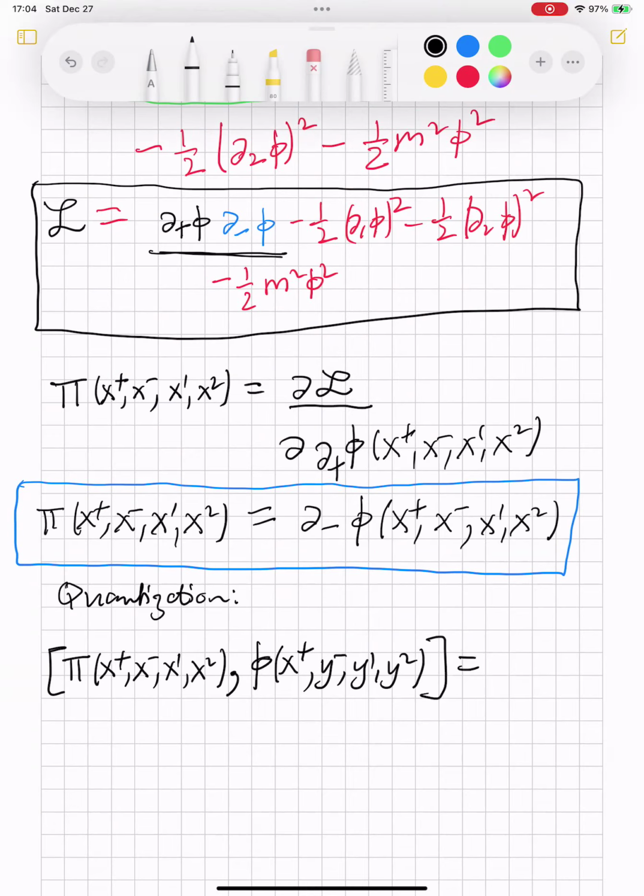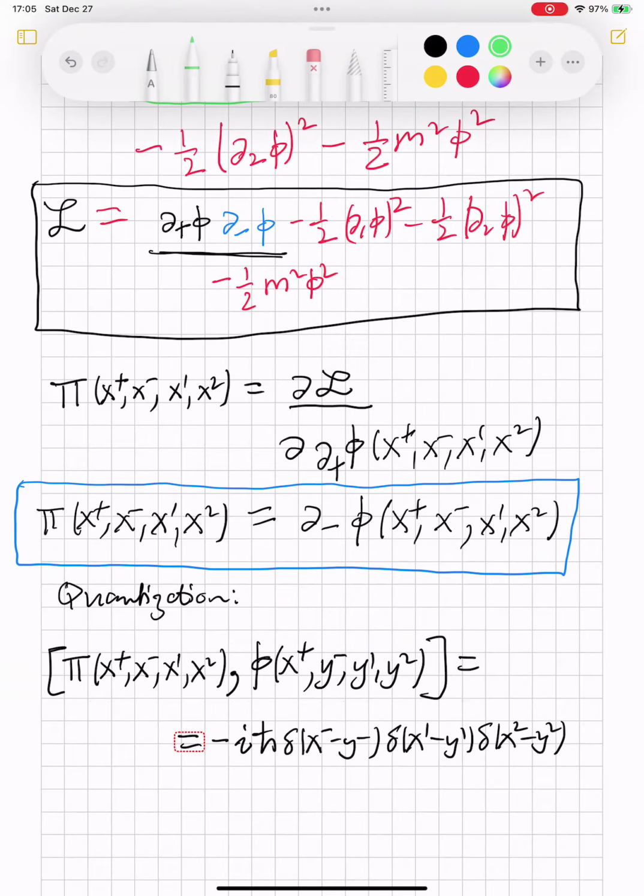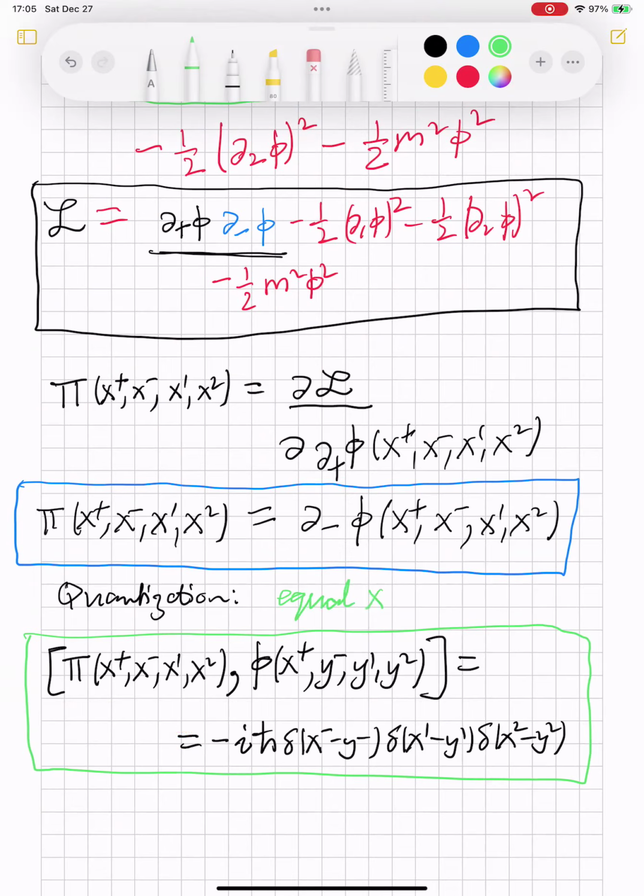And what is this equal to? This will be minus i h bar times a delta of x minus minus y minus, a delta of x1 minus y1, a delta of x2 minus y2. So this is the condition that you would impose to quantize this theory, and this is an equal x plus commutator. Okay, good.